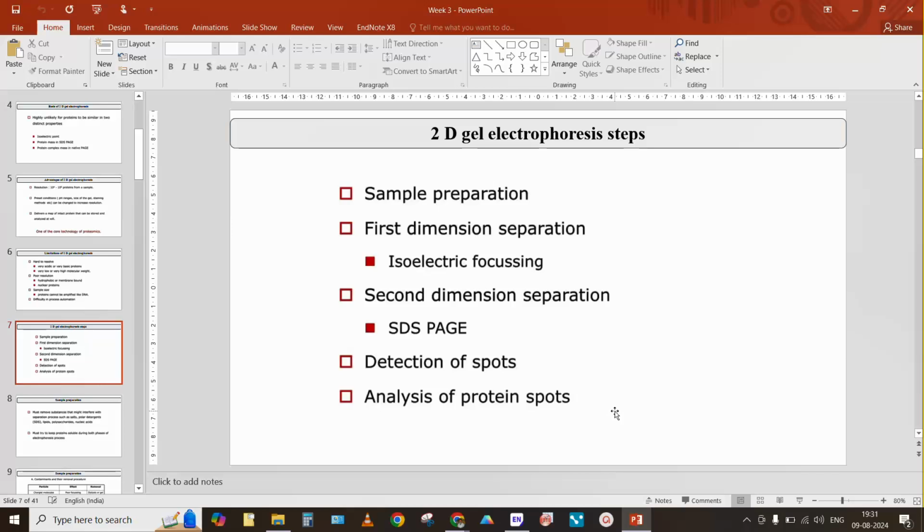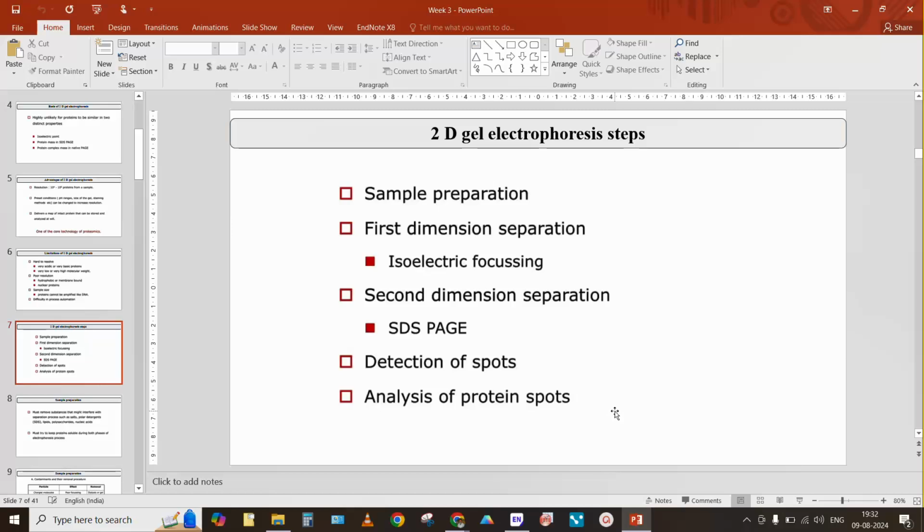After that, we go for spot detection and quantification. Software is used to detect and quantify the protein spots. The intensity of each spot correlates with the amount of protein present in the sample. Then comes comparative analysis. If we compare different samples, like diseased or healthy, control, negative control, or positive control, the gels are compared to identify differences in protein expression.